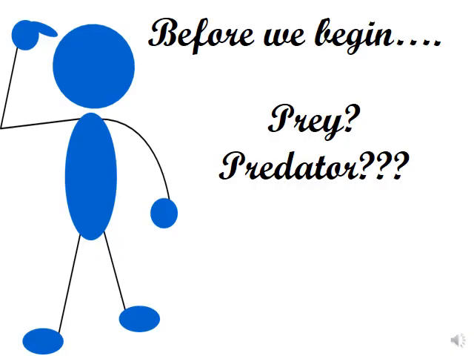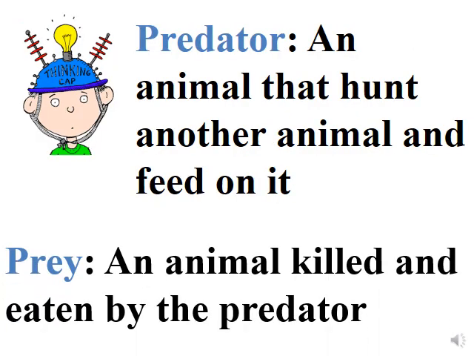Before we begin, we have to know the meaning of prey and the meaning of predator. A predator is the animal that hunts another animal and feeds on it. For example, we have a lion and we have a deer. The lion will hunt the deer and will feed on it, will eat it. So we call the lion here the predator, while the prey is the animal killed and eaten by the predator. The animal killed and eaten is the deer, so it's called the prey.